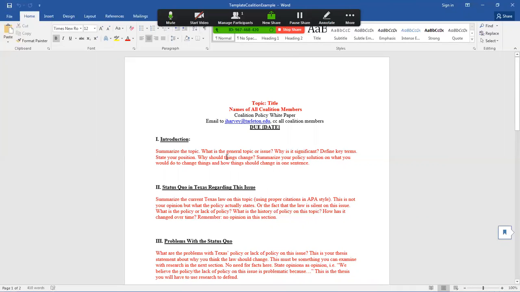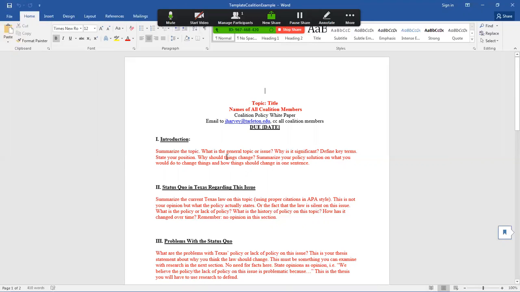Since this class is in Texas and you are all Texans, I want Texas law. I want you to focus on Texas in these papers. This is a federal government class. Still want Texas. If it's a Texas government class, obviously I want Texas.